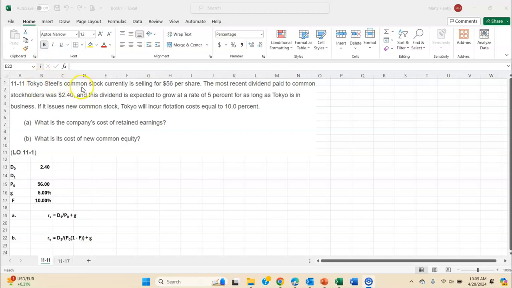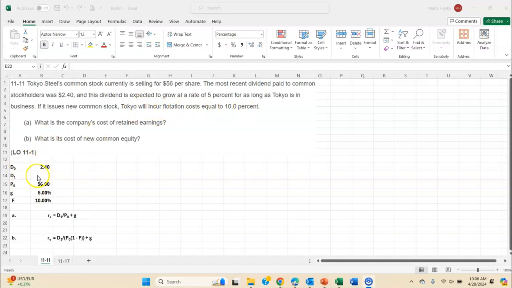Tokyo Steel's common stock is currently selling for $56 a share. The most recent dividend paid to common stockholders was $2.40. So that's D0. The 56 is P0, or the current price. The dividend is expected to grow at a rate of 5% as long as Tokyo is in business. If it issues new common stock, Tokyo will incur flotation costs of 10%.